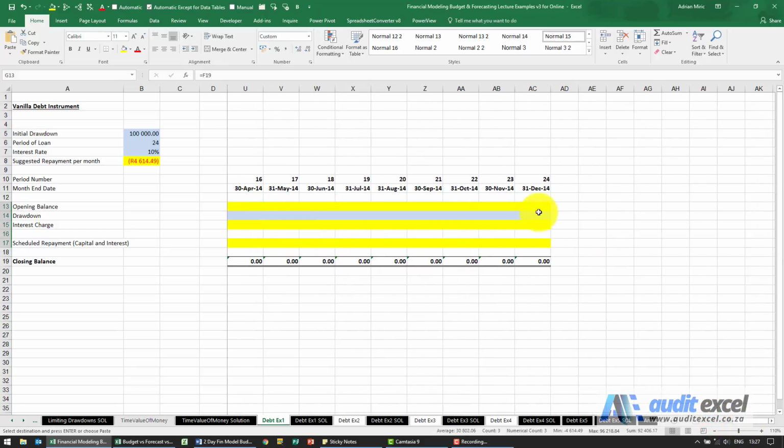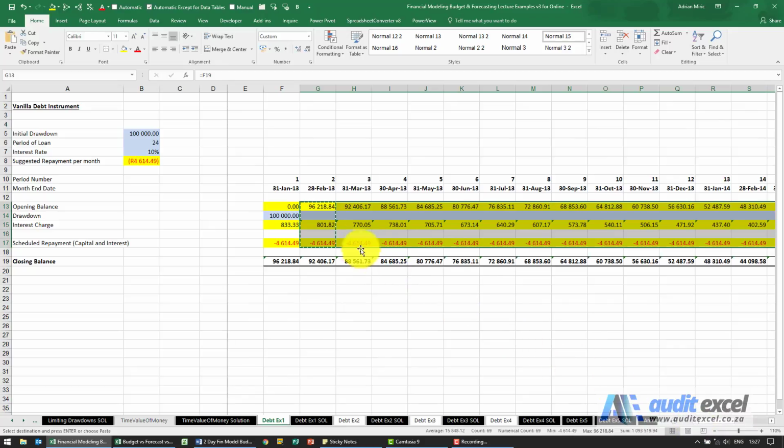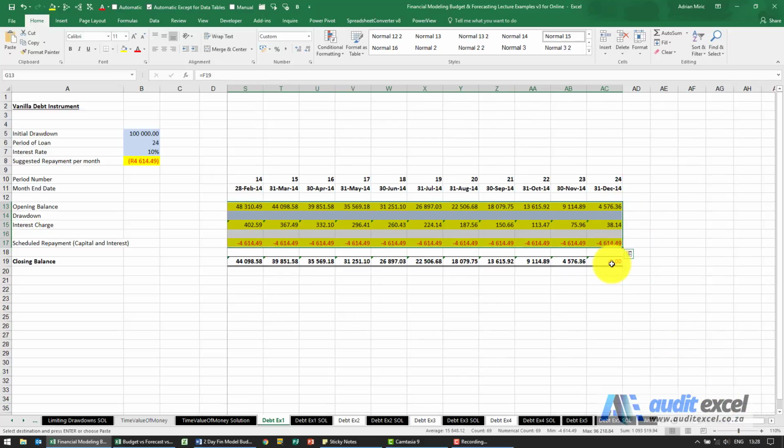go to the end of my 24-month period, paste it, and you'll see you've got your interest charge, your repayments, and at the end of 24 months, as we expect, it comes to 0.